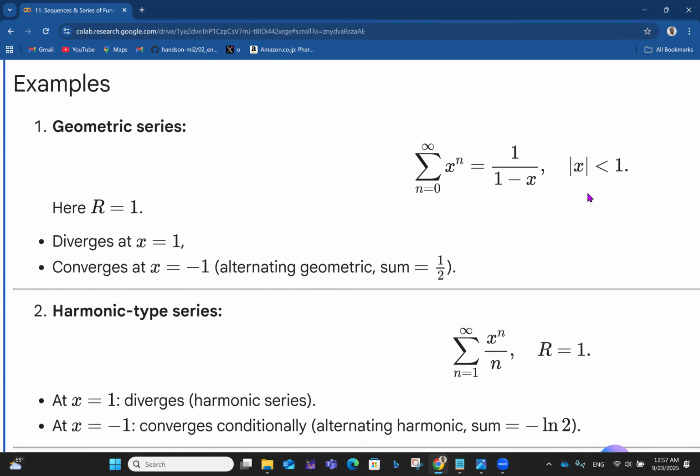Given that the absolute value of x is always less than 1, that means that x must always lie between -1 and 1. So it must not be -1, it must not be 1, but anything in between.